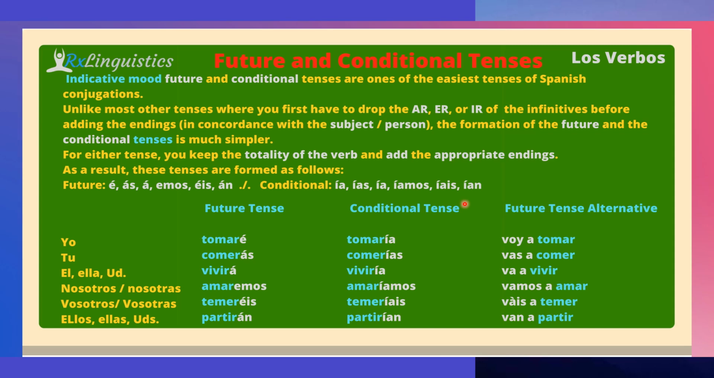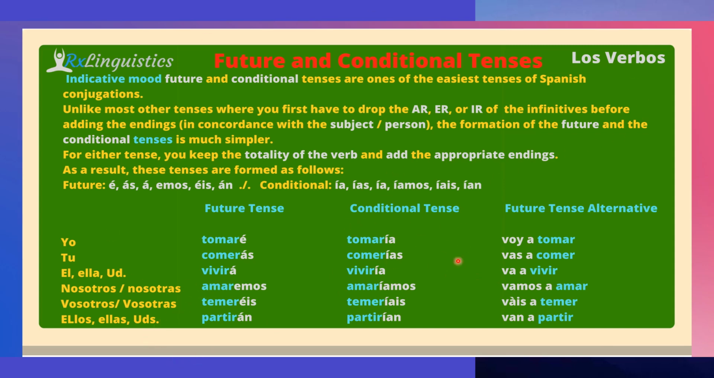The verb ir, to go, is an exception because the ir itself is already like an infinitive. So that one is completely different. But for all the rest, all you do is keep the totality of the verb. Now for the future and the conditional, even the verb ir remains the same. You don't change it before adding the ending. Okay, so future and conditional tenses are the easiest tenses to construct in Spanish.